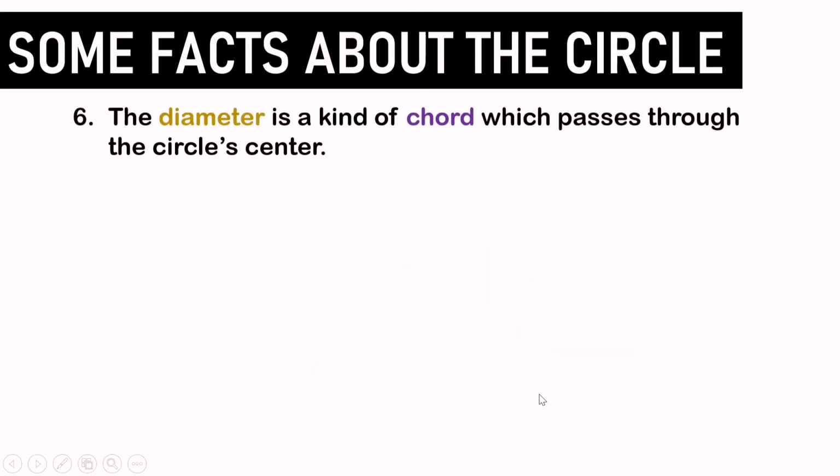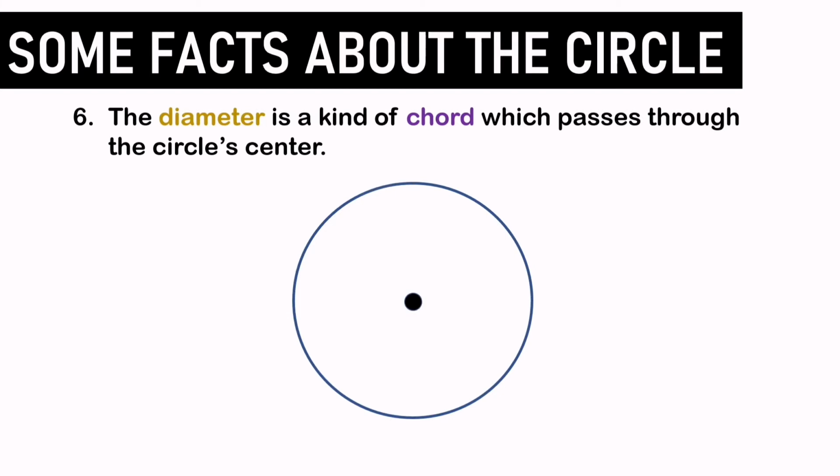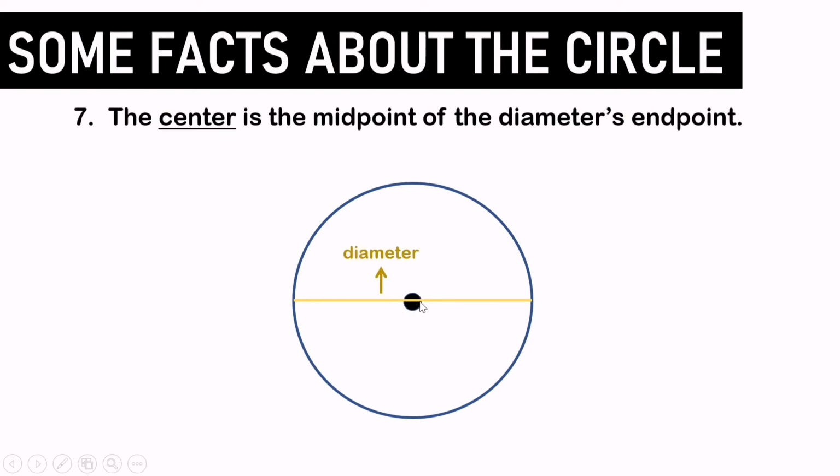Number 6. The diameter is a kind of chord which passes through the circle's center. Okay, the diameter is a chord. But what makes it special is that it is named diameter because it is a chord that passes through the center of our circle. That's why we call it diameter. Number 7. The center is the midpoint of a diameter's endpoints. So, here are the endpoints of our diameter, and the middle of it, the midpoint, is what we call the center.